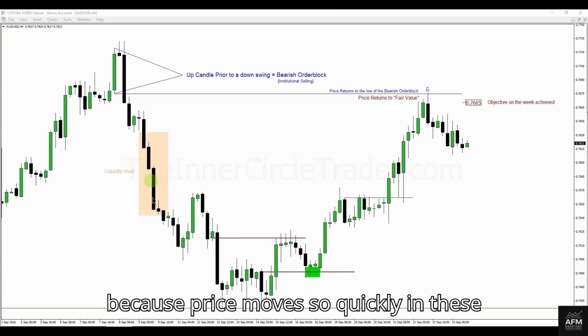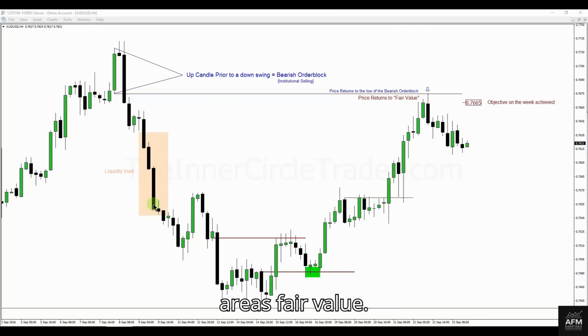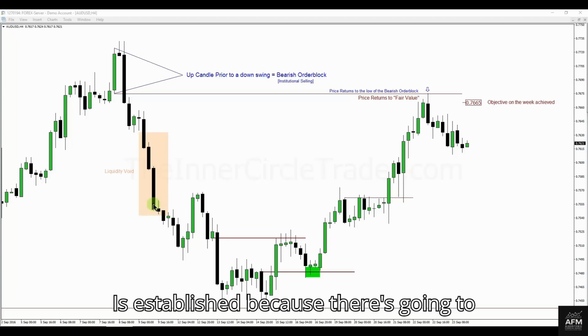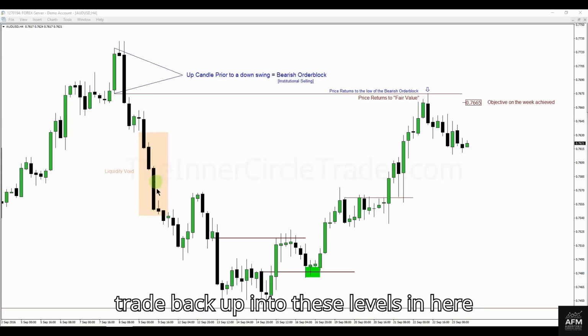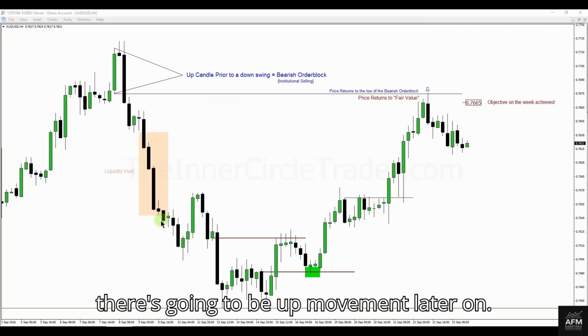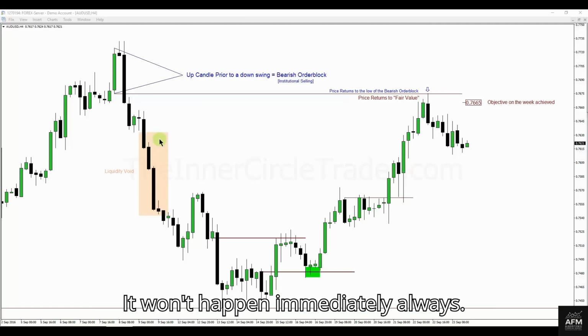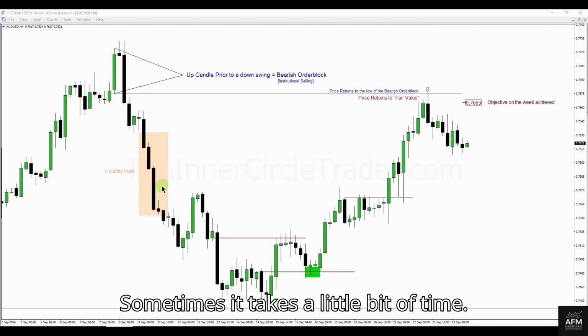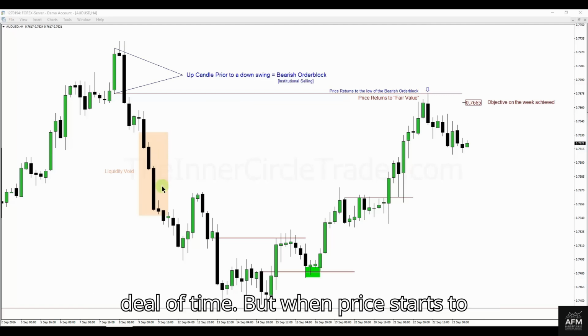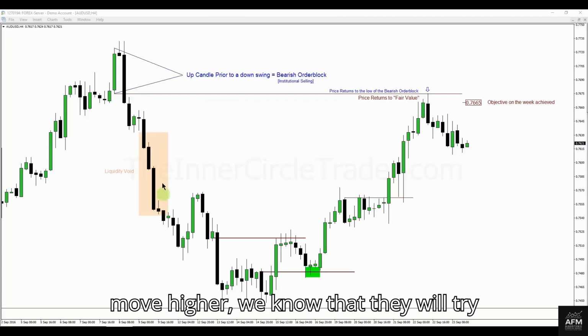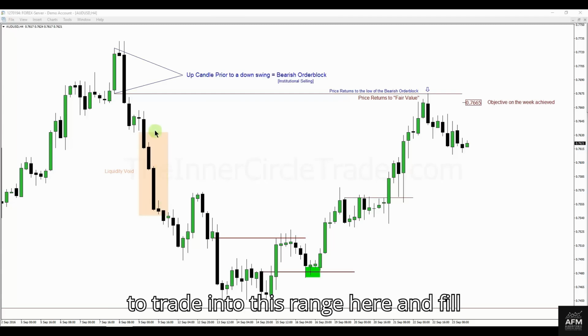Now, because price moves so quickly in these areas, fair value is established because there's going to be a willingness to want to see price trade back up into these levels and close in all this. In other words, there's going to be up movement later on. It won't happen immediately always. Sometimes it takes a little bit of time. Sometimes, depending upon the time frame you're looking at, it may take a great deal of time. But when price starts to move higher, we know that we'll try to trade into this range here and fill that in at a later time.